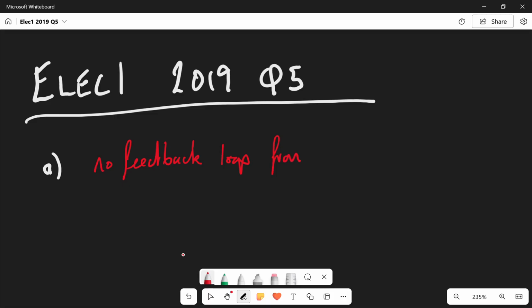And that is from the output to input of the op-amp.